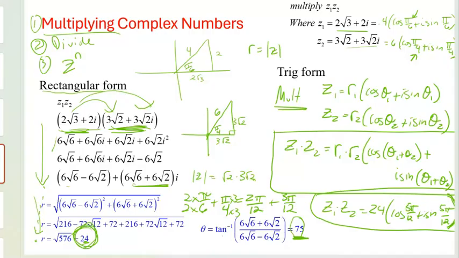Okay. So how do I multiply two complex numbers in trig form? I use this formula. You multiply the two moduli, add the two angles. That's it. It's that easy.